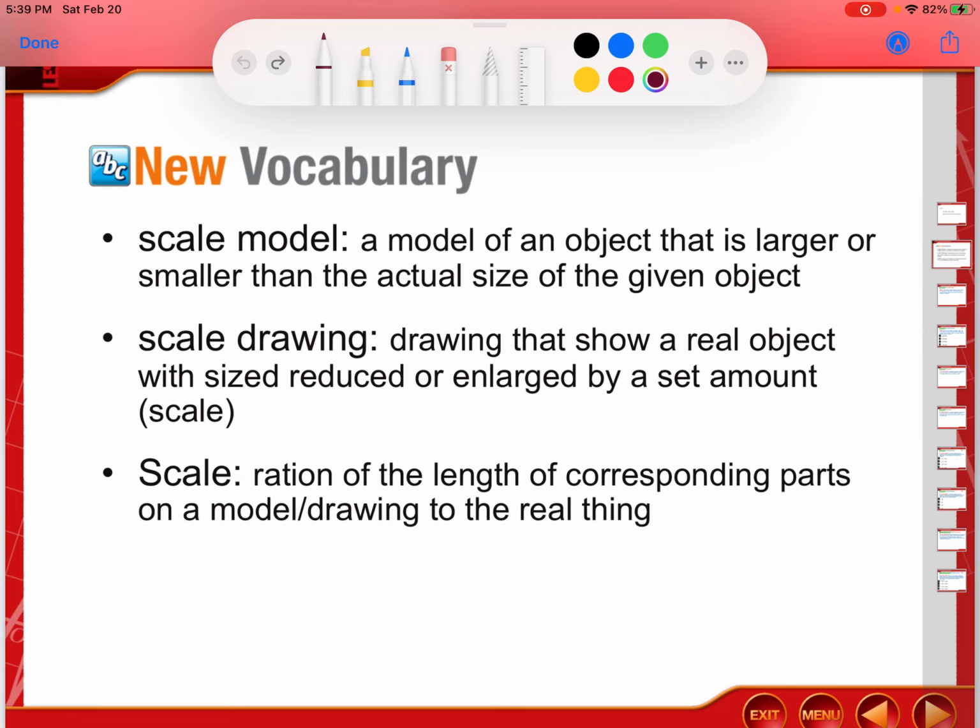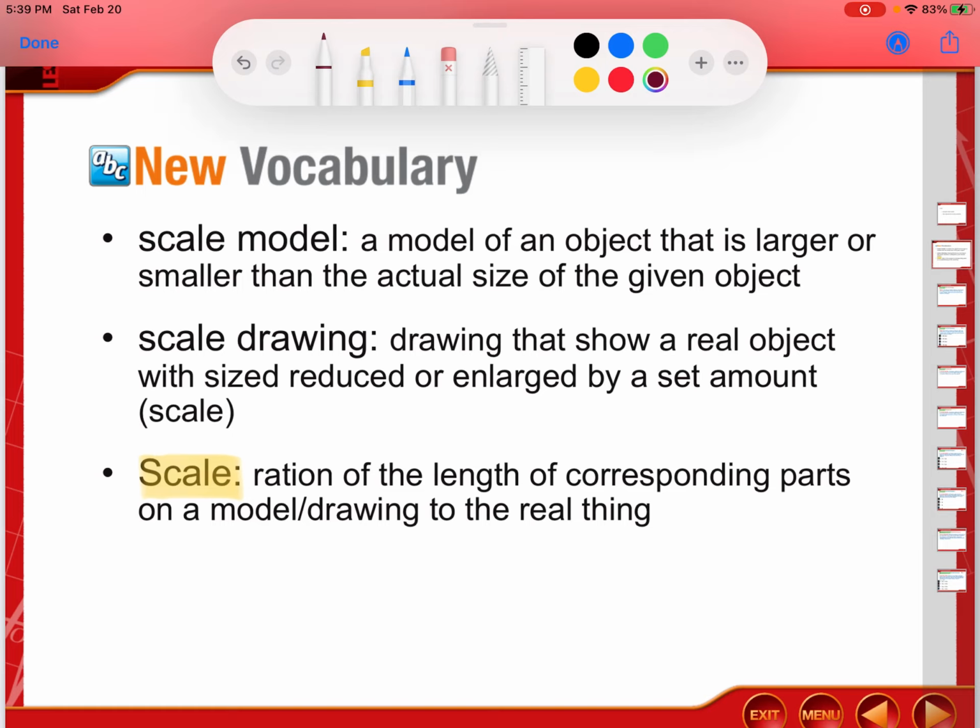So we have 3 new vocab words today. Really, there's only one that truly matters, and that is scale. So a scale model is a model of an object that is larger or smaller than the actual size of the given object. So if you were going to draw a map of a country, you couldn't actually make that map the size of the country, so you're going to have to make it smaller than the country. Likewise, if you made a model of an atom the size of an atom, no one would be able to see it.